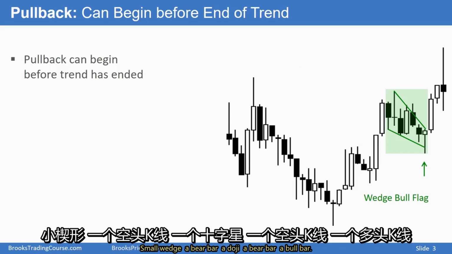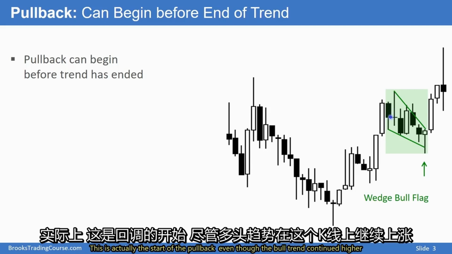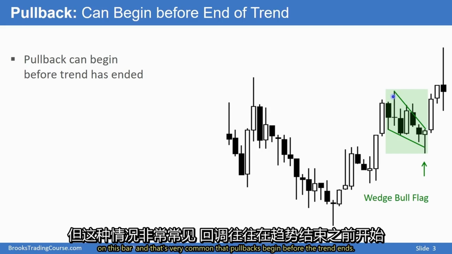Small wedge, a bear bar, a doji, a bear bar, a bull bar. First leg is here, second leg here, and then third leg ended with this bull reversal bar. This is actually the start of the pullback, even though the bull trend continued higher on this bar. And that's very common, that pullbacks begin before the trend ends.